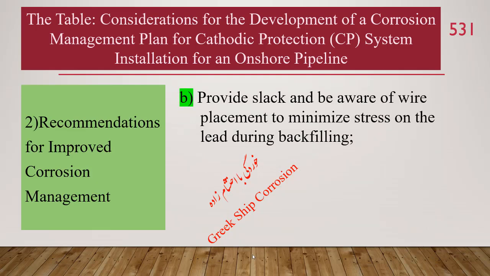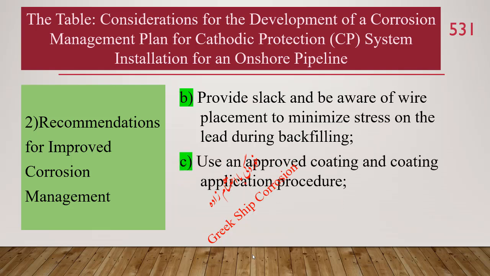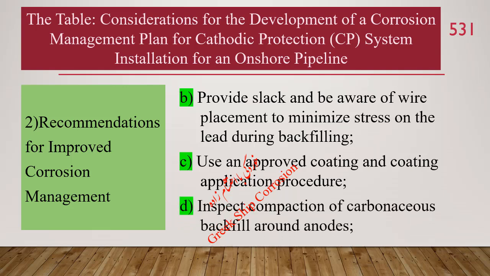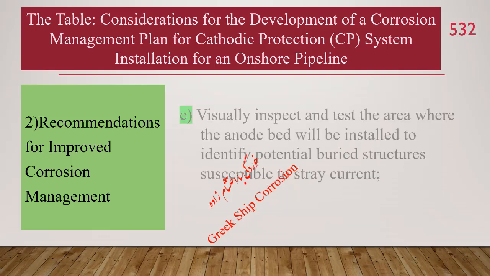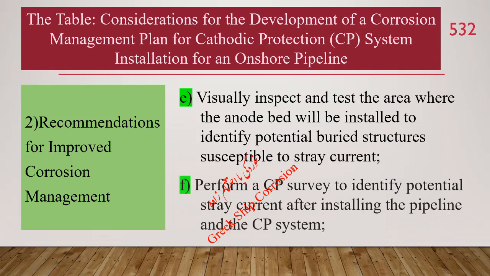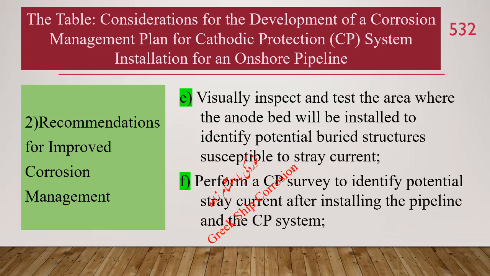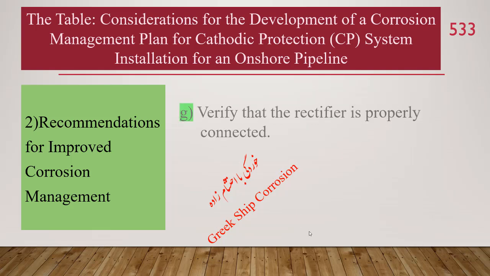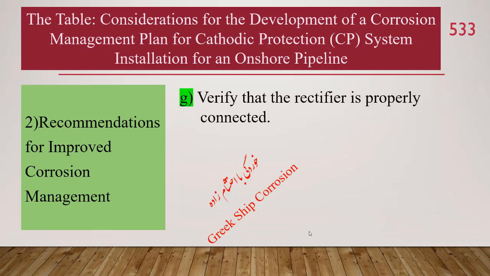B. Provide slack and be aware of wire placement to minimize stress on the lead during backfilling. C. Use an approved coating and coating application procedure. D. Inspect compaction of carbonaceous backfill around anodes. E. Visually inspect and test the area where the anode bed will be installed to identify potential buried structures susceptible to stray current. F. Perform a CP survey to identify potential stray current after installing the pipeline and the CP system. G. Verify the rectifier is properly connected.